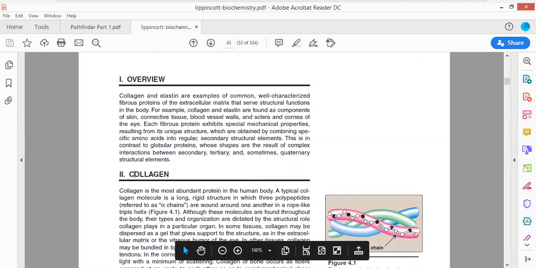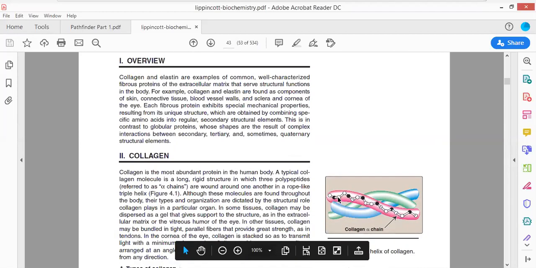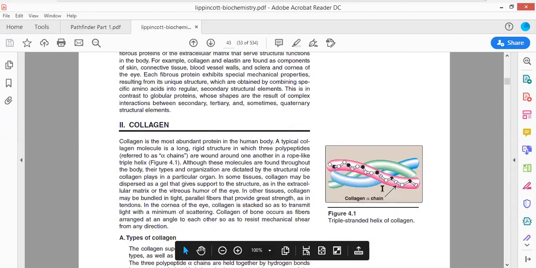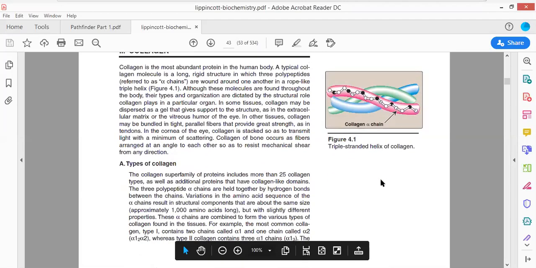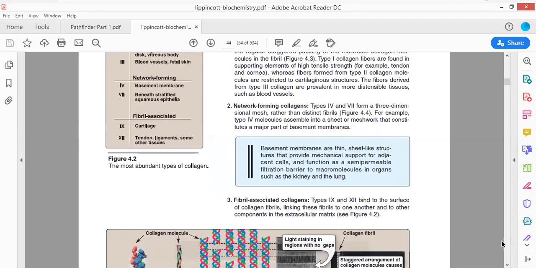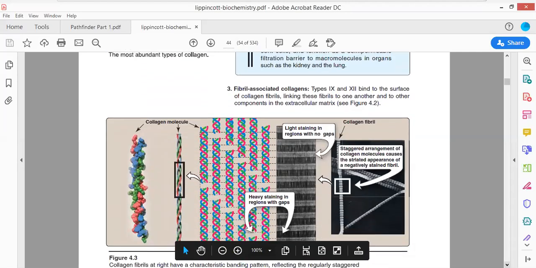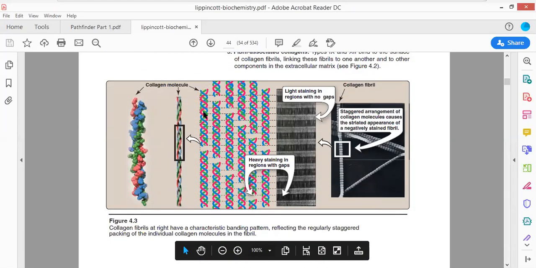Now see, we are going to talk about fibrous protein. Now see, in the case of collagen, how is fibrous protein arranged? Fibrous protein is arranged in the form of long elongated alpha helical structures in nature. You can look here. This is how fibrous proteins are arranged. Fibrous proteins are arranged in this helical conformation.